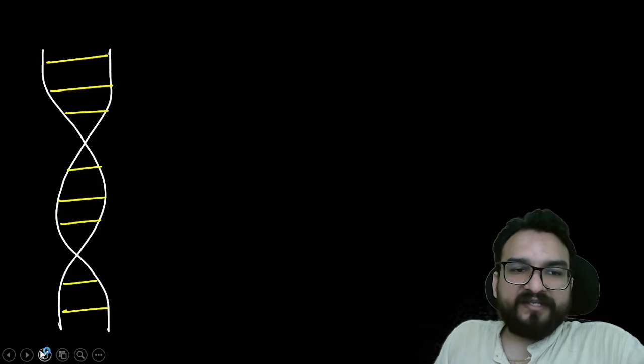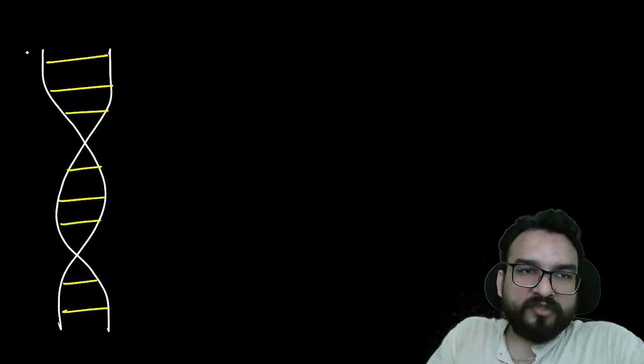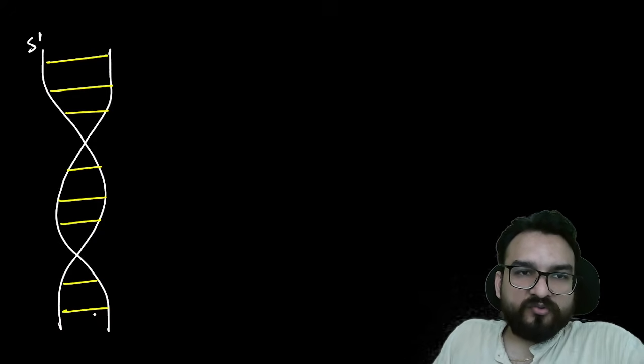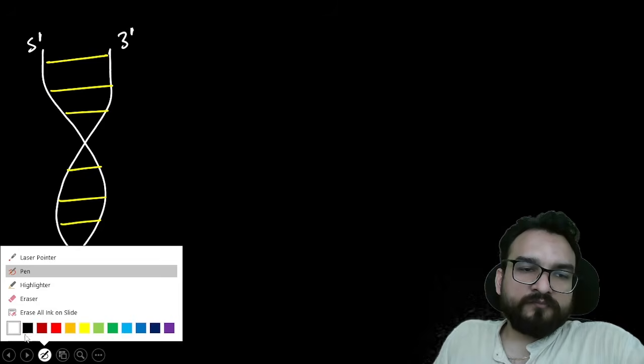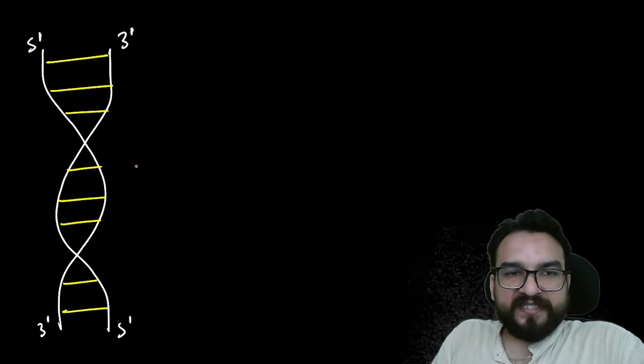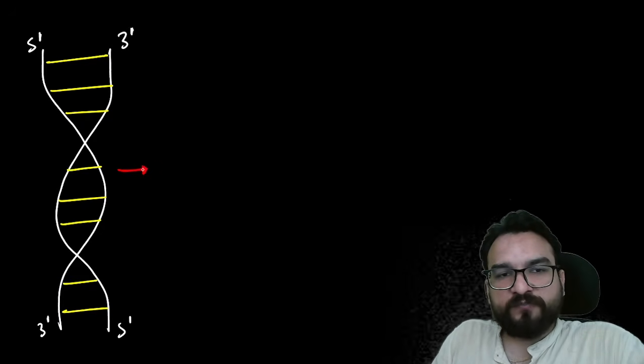This is your DNA. Over here I am calling this 5' end to 3', and this is opposite. This is the rule, 3' to 5'. Now suppose over here this replication has to happen of this particular strand.